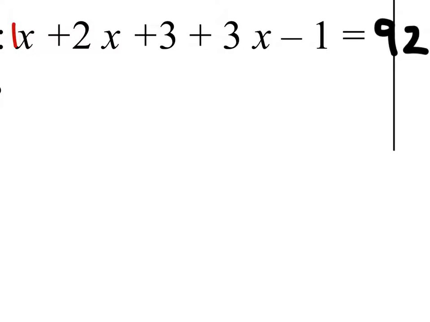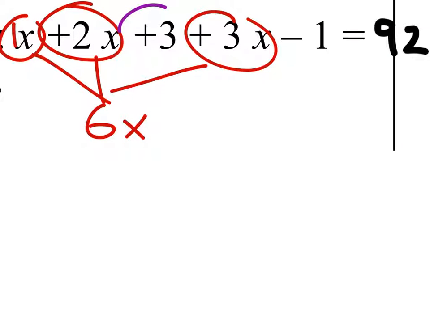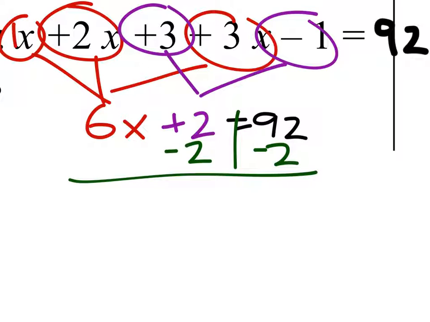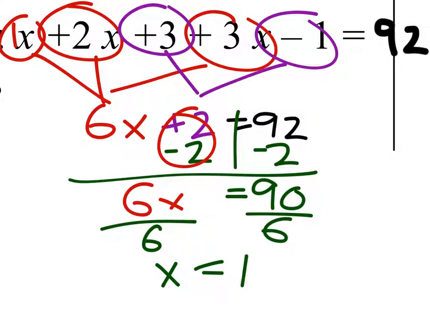We got 1x, and then these 2x's and these 3x's, which combine to be 6x's. Then we got this 3 minus a 1 up in here, which is a positive 2. This should equal 92. And this is a very nice one, because when we subtract the 2, we get 90 up in here, which equals our 6x, because these zero out. Dividing by 6 on both sides, we see that x equals 15.